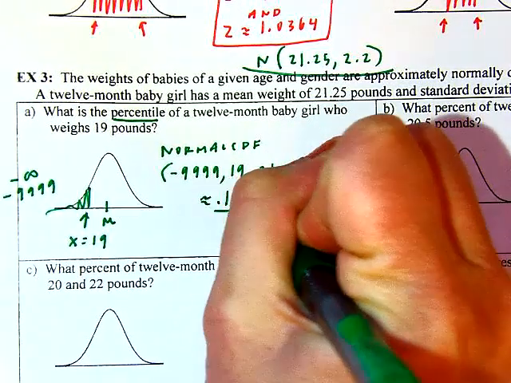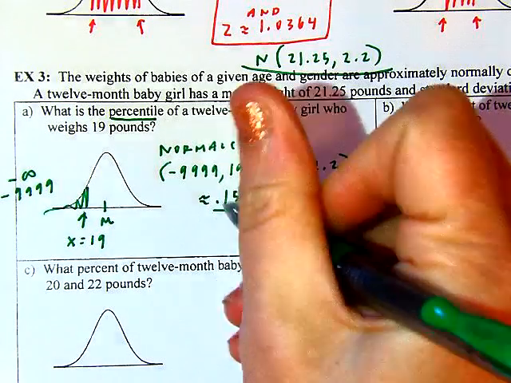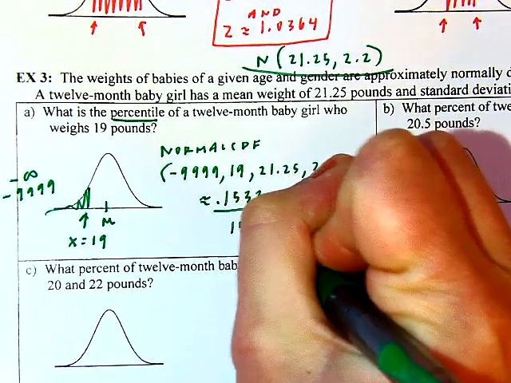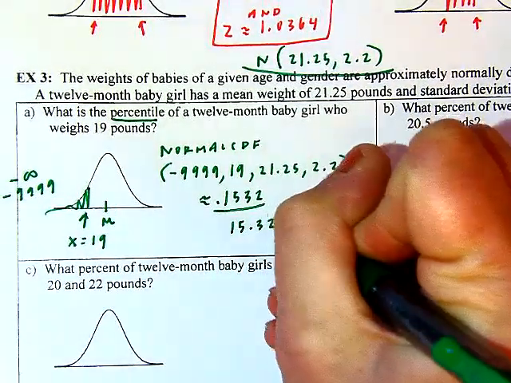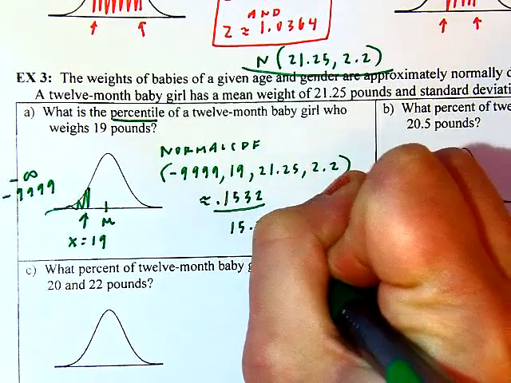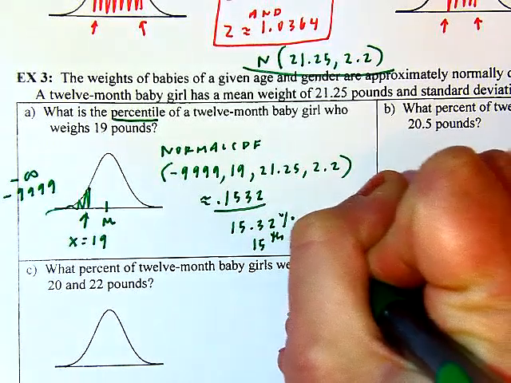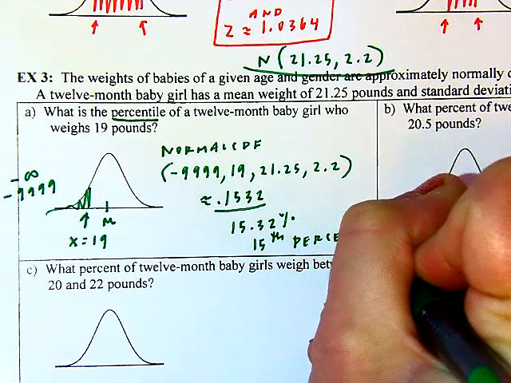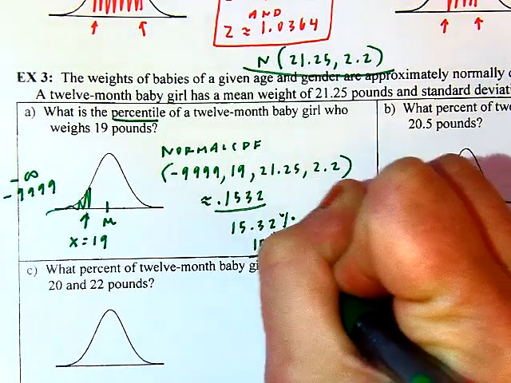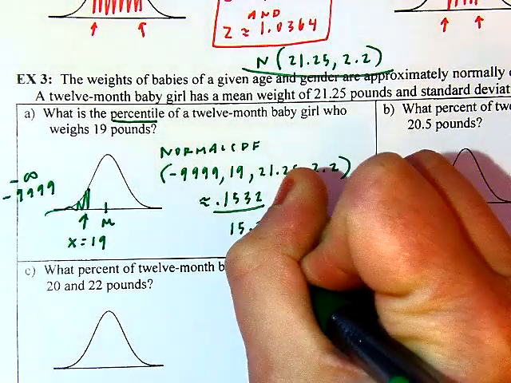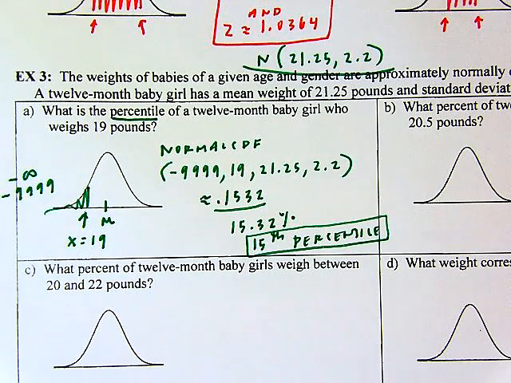And I just make that the nearest percent, right? Percentile. So 15.32% would mean, oh, that's about the 15th percentile. So just round to the nearest percentile. So 15% of 12-month-old baby girls will have a weight of 19 pounds or less.